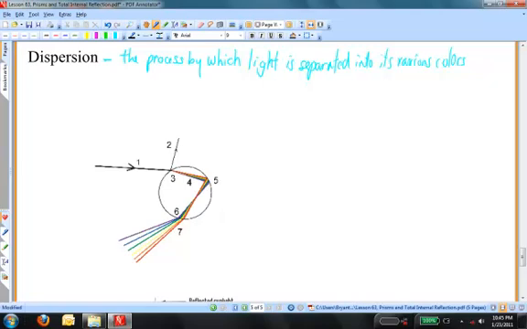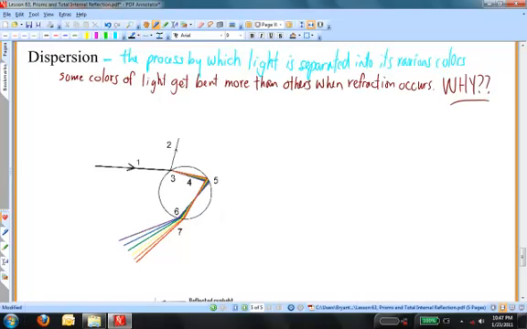And for 95% of the problems you're going to solve in this course, the amount of bending doesn't depend on the color of the light that's involved. For our purposes, we've treated all colors of light the same. But if we're going to appreciate dispersion, then we have to recognize that some colors of light bend slightly differently than others. Why does this happen? Why do some colors get bent more than others when they cross a boundary?